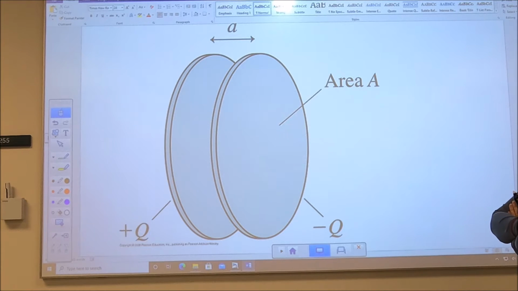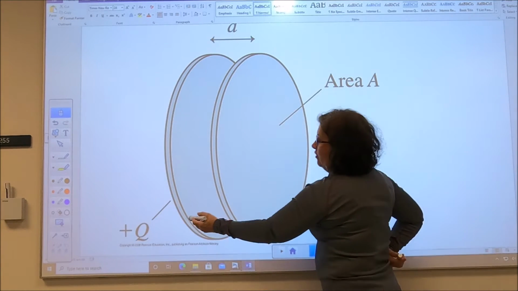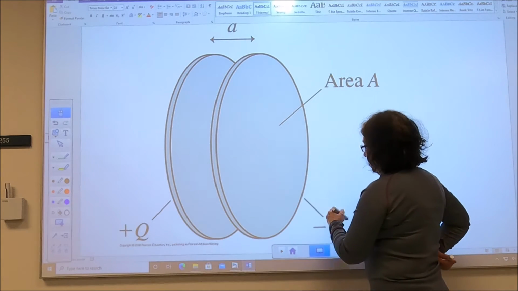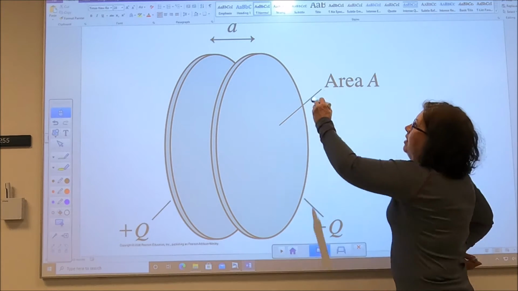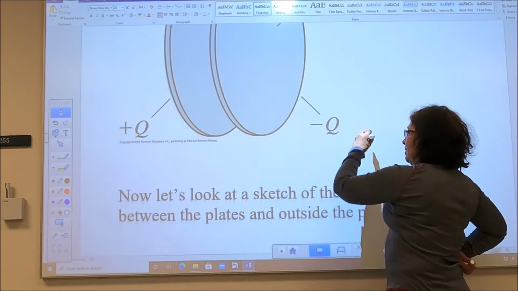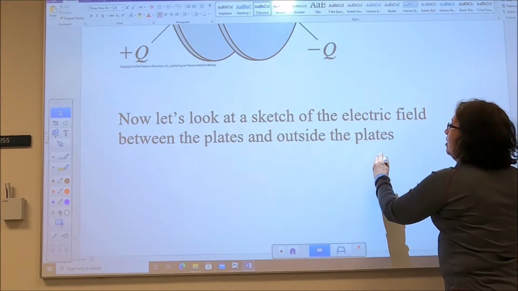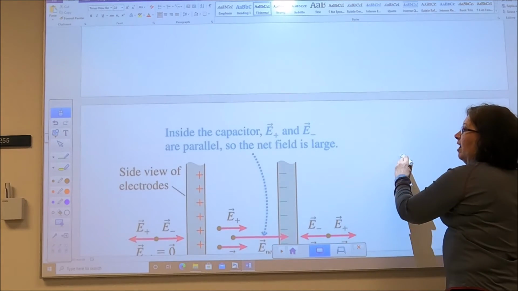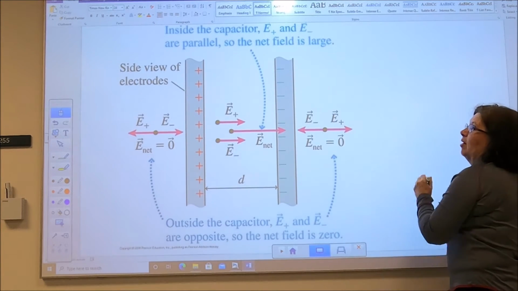Each one of these plates is going to have the same area, and they're going to have the same magnitude of charge on them. In a parallel plate capacitor, one has a charge of plus Q, the other one has a charge of minus Q. They're separated by a distance D. Now, let's look at what the electric field is going to look like inside and outside the parallel plate capacitor.